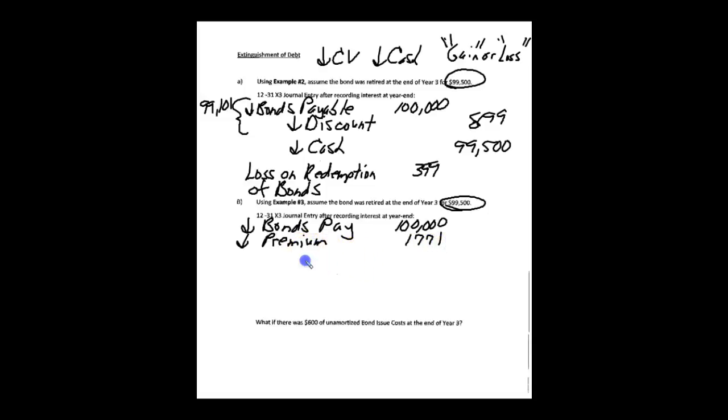Step 2, record the cash payment. $99,500. And the difference is a gain or loss. So I have more debits than credits. I need a credit to balance, $2,271, and we have a gain on redemption of bonds.